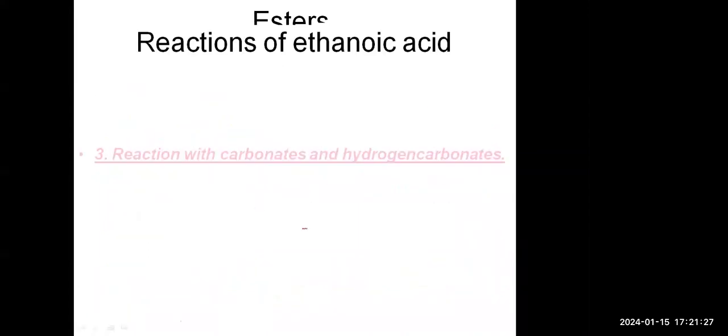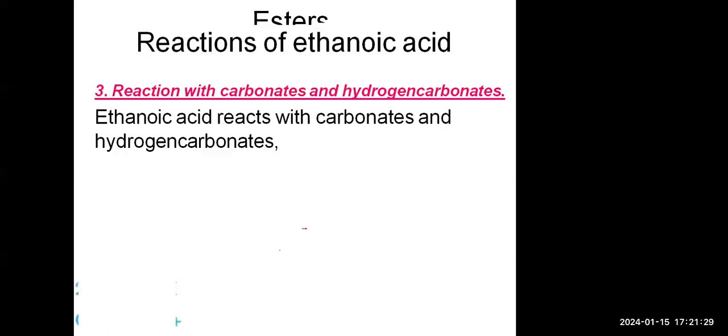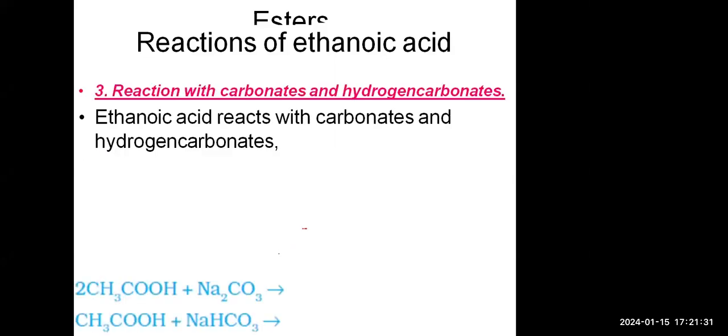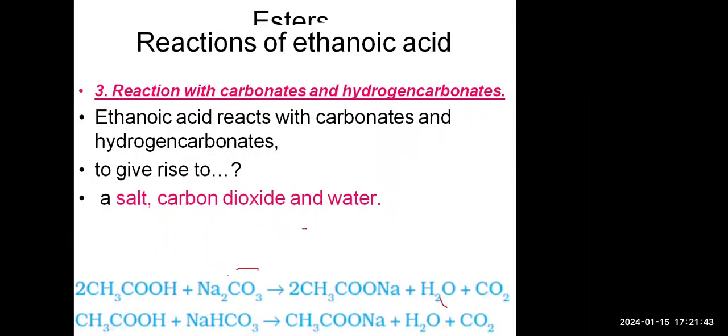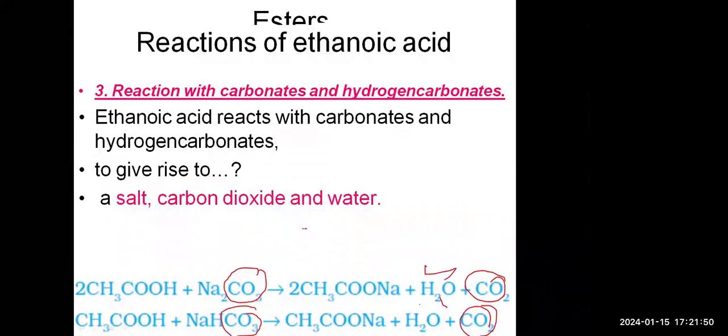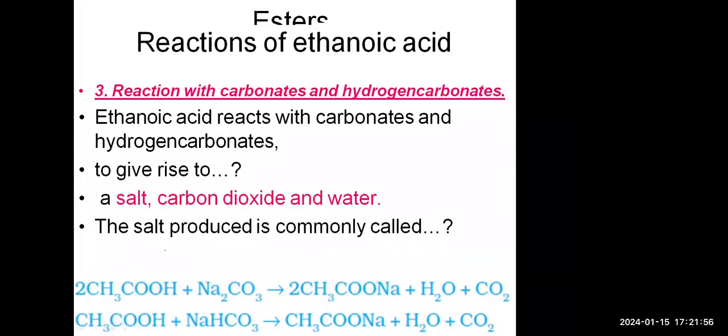And if you make ethanoic acid react with sodium carbonate or sodium bicarbonate, we have already discussed this in chapter 2, we get carbon dioxide along with salt and water. Because here carbonate salt is there, we get carbon dioxide along with water and sodium ethanoate. So these are the common reactions of ethanoic acid.